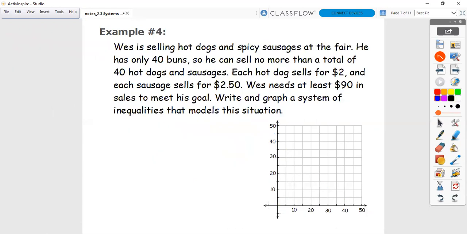There are more examples. I'm going to go ahead and give you a few minutes to work out example 4. And I will write the solution here on the screen. So go ahead and pause the video. See if you can write the inequalities for example 4.